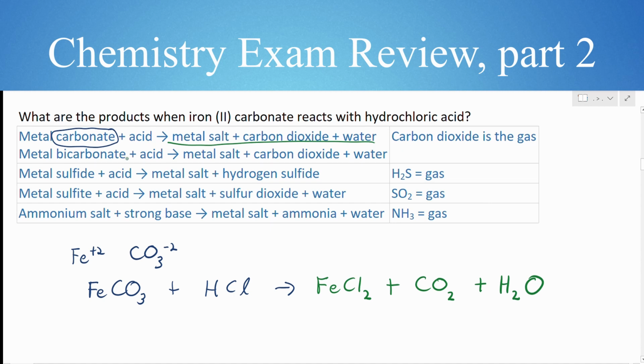Okay, you're simply going to look at the chart and say, okay, I have a metal and a carbonate. Where does that fit in? It fits in right here. Okay, and I have an acid, so I have this one. And then you just see the gas that's produced and the other products.